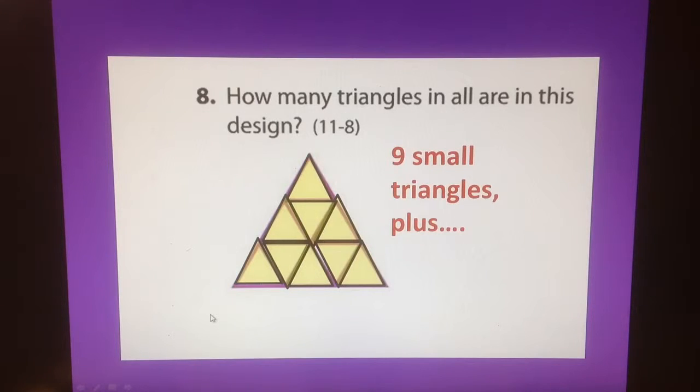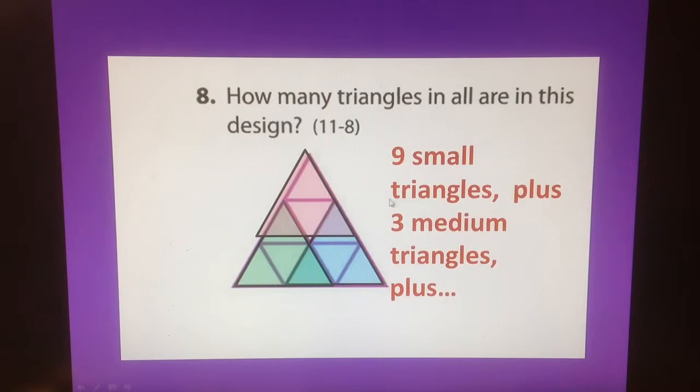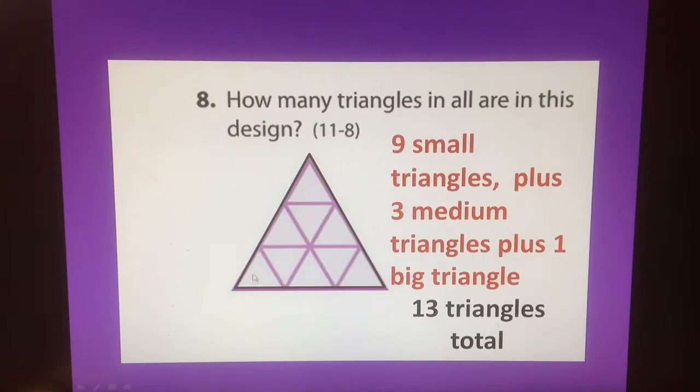There's 9 triangles that are small that we can see with the lines that are already there for us. Plus, if we look closely, we can see 3 medium-sized triangles. That's a medium-sized triangle in green. That's a medium triangle in pink. That's a medium triangle in blue. Plus, you can see 1 big triangle. The whole thing is a big triangle. So you do 9 small plus 3 medium plus 1 big to make 13 triangles total. Wow, tough.